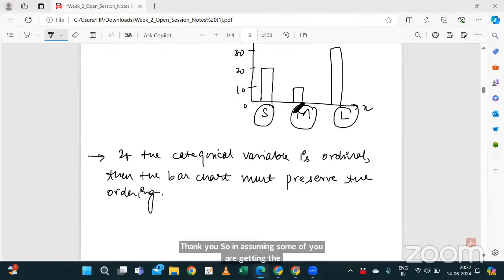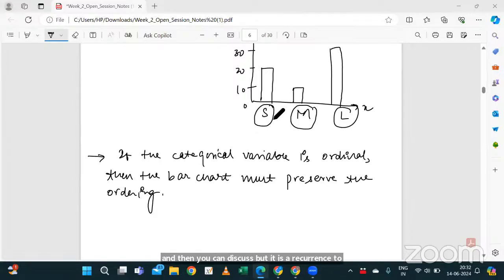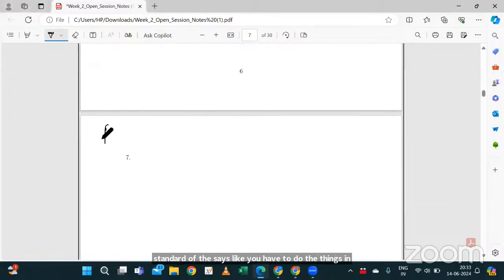Okay. Next thing is the Pareto chart. I will explain the charts and then I will allow you to unmute yourself and then you can discuss. But it's a request to everyone: you have to maintain the standard of the session. Like you have to do the things in a proper way. Okay. So next one is called the Pareto chart.